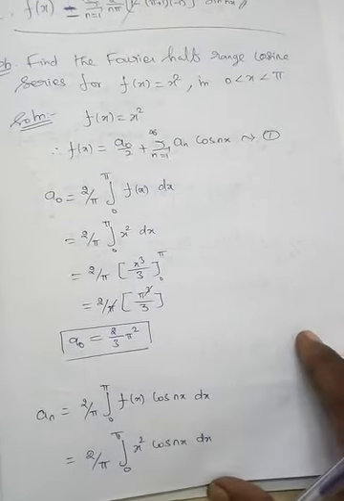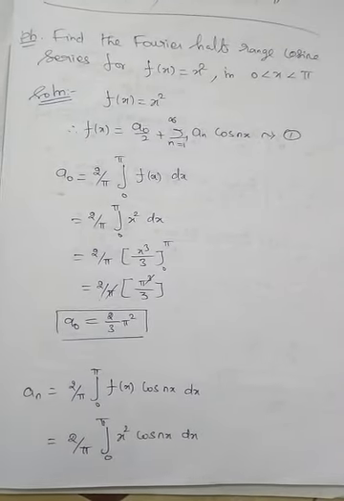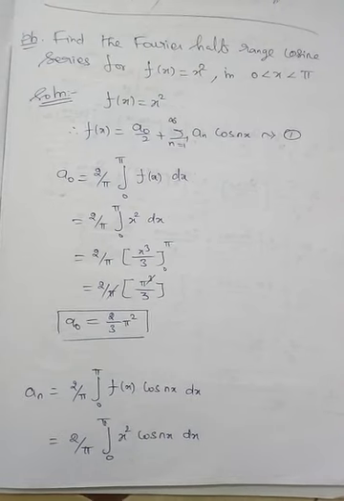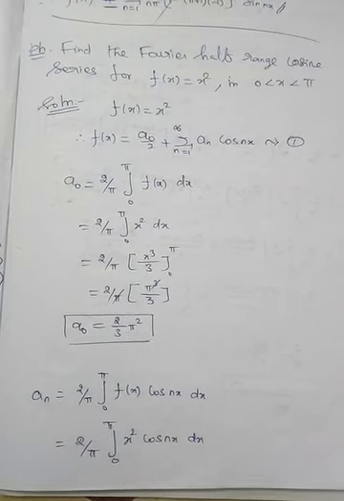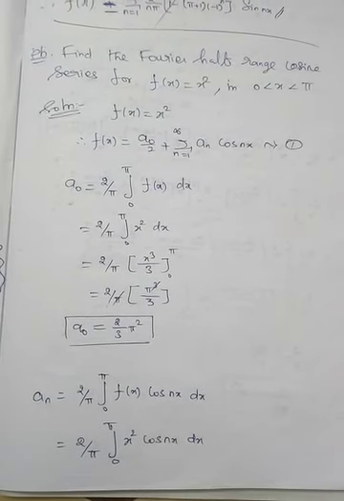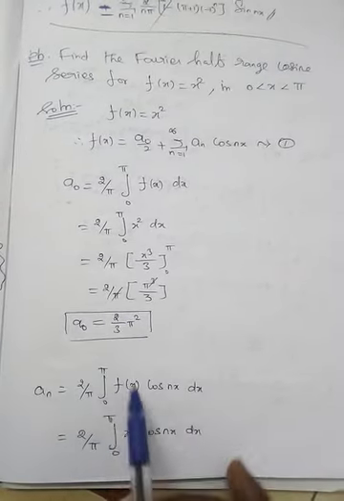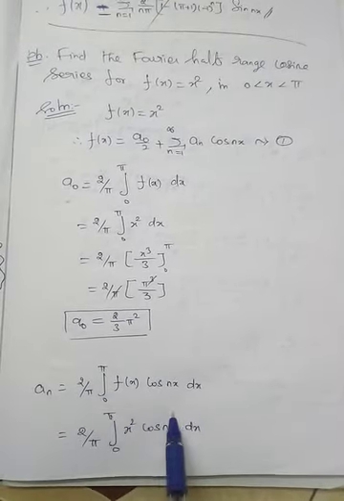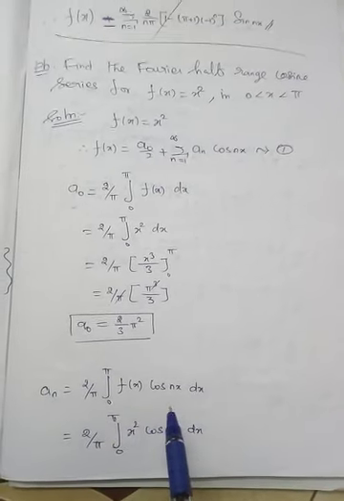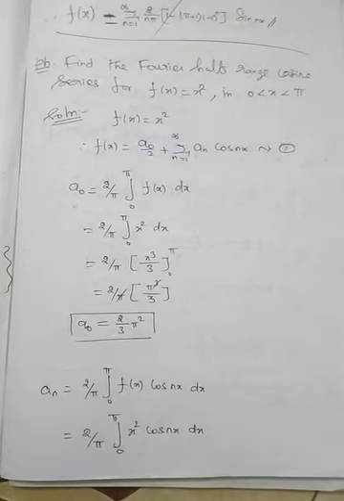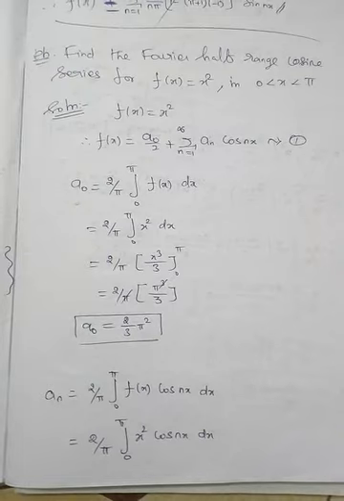Okay, let's move to the next one. an equals 2 by pi, integral 0 to pi f of x cos nx dx. Is it clear? Replacing f of x by the given x squared, we get 2 by pi, integral 0 to pi x squared cos nx dx. See here, the integrand has more than one function of x: x squared is one function, and cos nx is another. With two functions of x in the same integral, we cannot integrate easily.